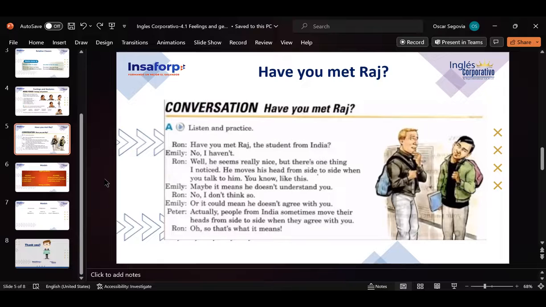Or it could mean he doesn't agree with you. Actually, people from India sometimes move their heads from side to side when they agree with you. Oh, so that's what it means. Okay. Finish.